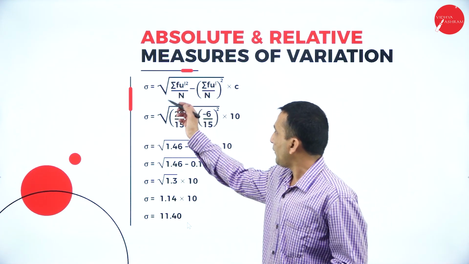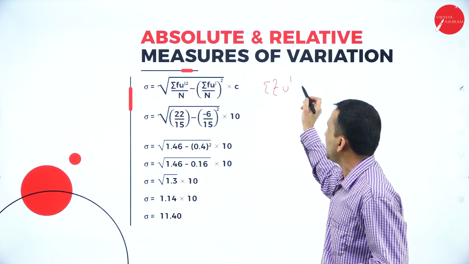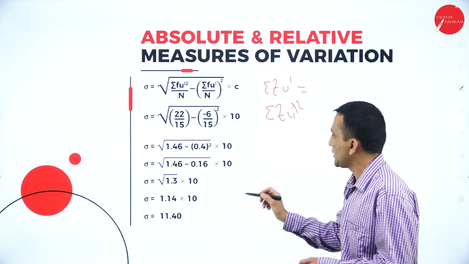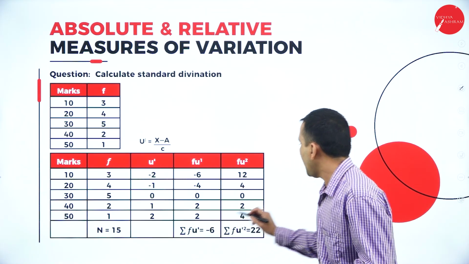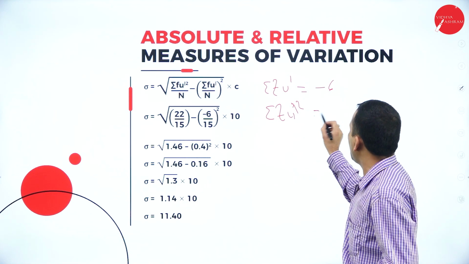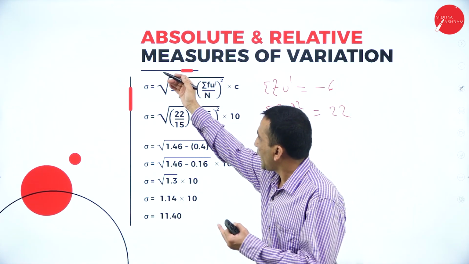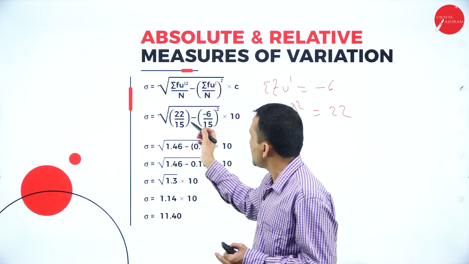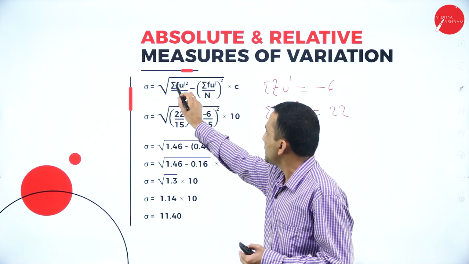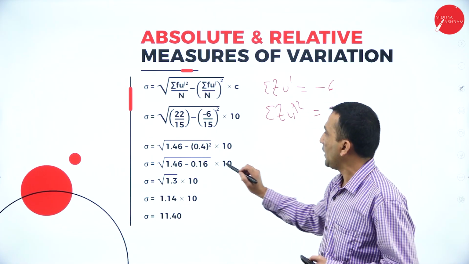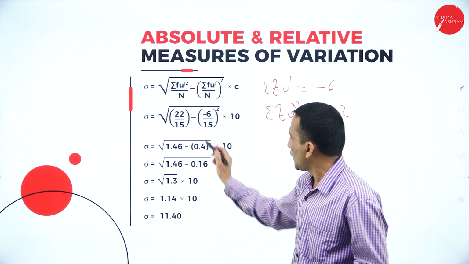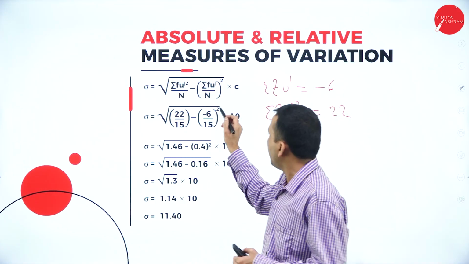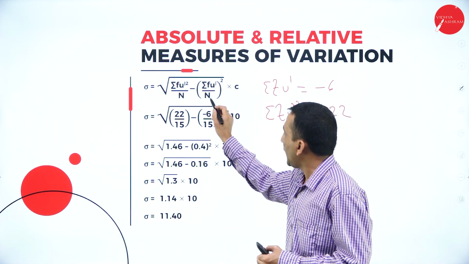Now in the last step, we got the sigma fu dash and sigma fu dash square values. The sigma fu dash square value is given in the previous slide. See, here minus 6 and here plus 22. So according to the formula we constructed the table in the last slide, and we got all the information. Now we are able to simplify. Here sigma fu dash square, directly 22 we got, divided by N, the total frequency 15. Same thing, sigma fu dash, minus 6 we got with the help of the table, and even the N total frequency.